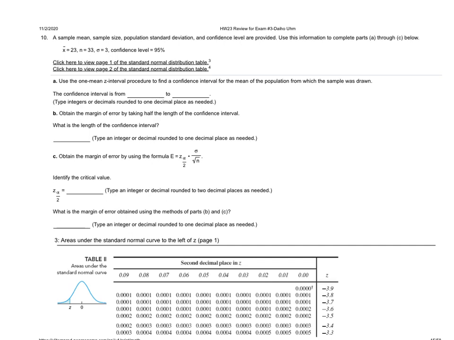Actually this homework is from chapter 7 and chapter 8. Tomorrow I will review the second homework, which is from chapter 9. But this homework is from chapter 7, sampling distribution of the sample mean, and chapter 8, the confidence interval. Okay, so now in number 10 we construct the 95% confidence interval here.